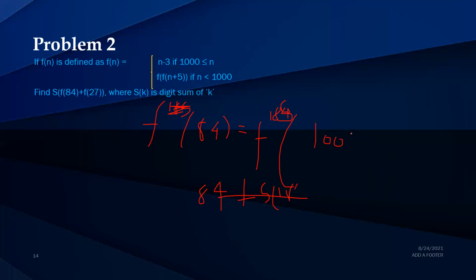And for f of n greater than or equal to 1000, we have this. So we will have basically f raised to 184 of 1001. And now f raised to 183 of 1001 again. So we will have f of 990. Now we will again have 998.